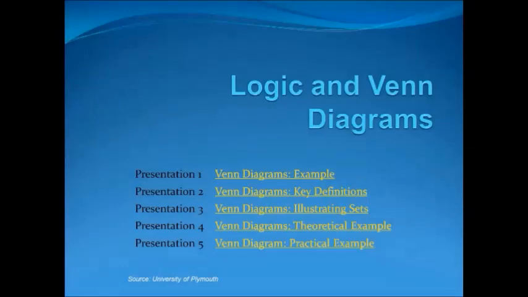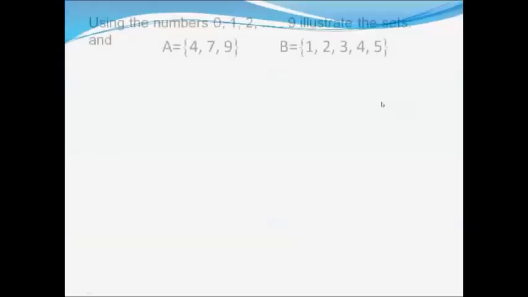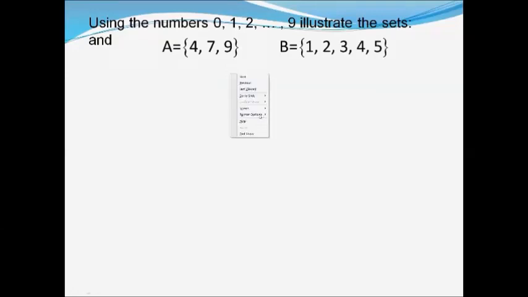Again, this is under week 4, which is mathematical preliminaries. So we are to discuss the Venn diagram using the numbers 0, 1, 2 until 9. Illustrate the sets. We have two sets here, set A and set B. For set A, we have 4, 7, and 9. For set B, we have 1, 2, 3, 4, and 5.